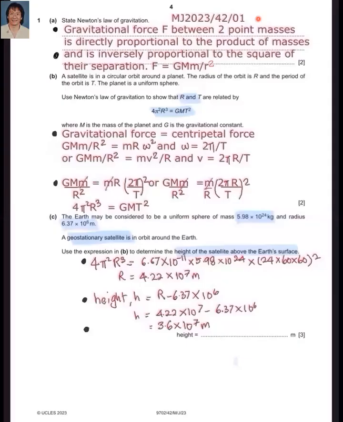This is a May-June 2023, 42 variant. Question 1A carries 2 marks. We have to define Newton's law of gravitation.